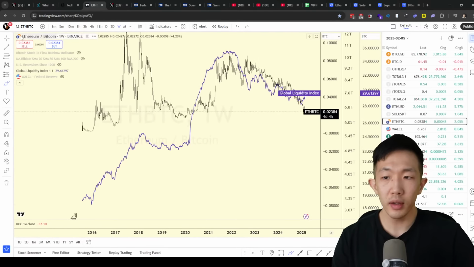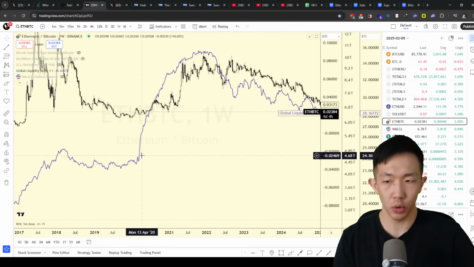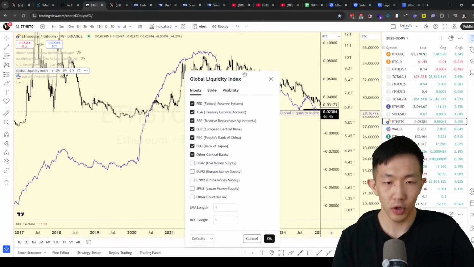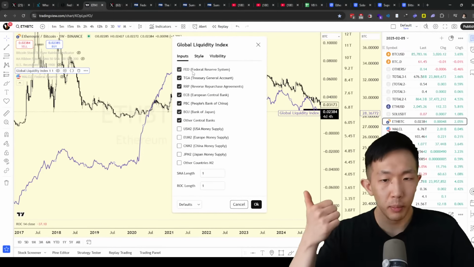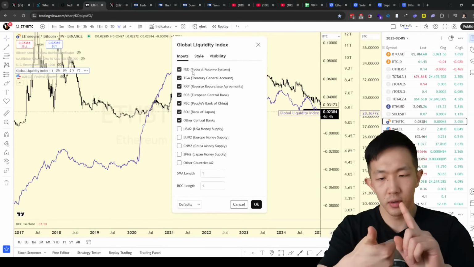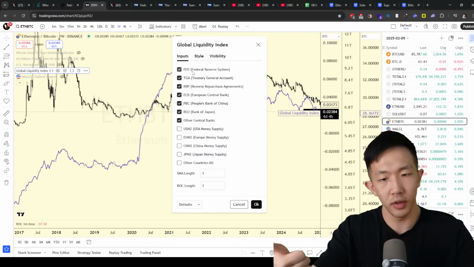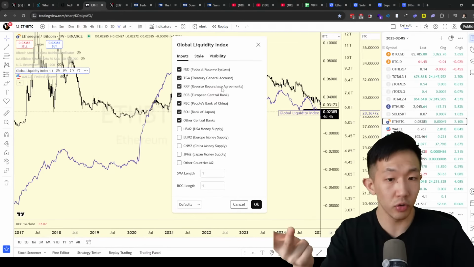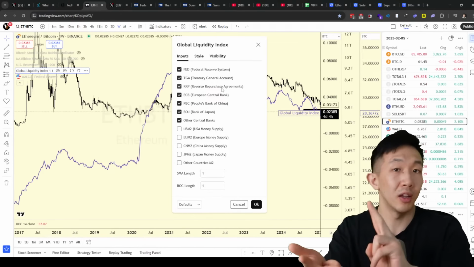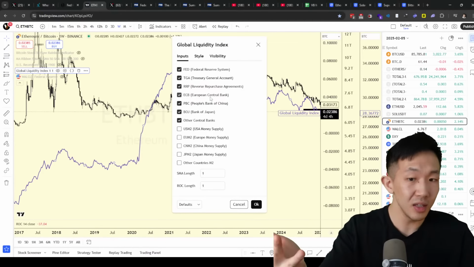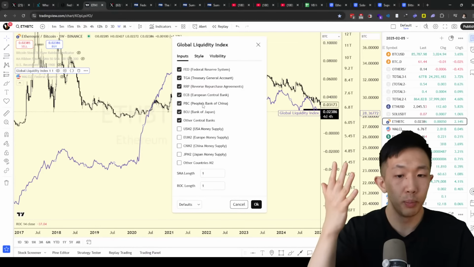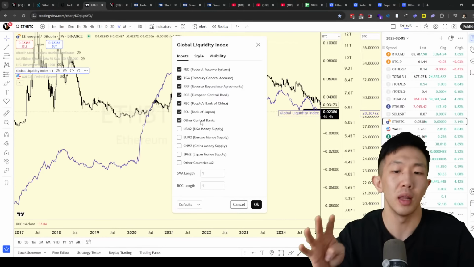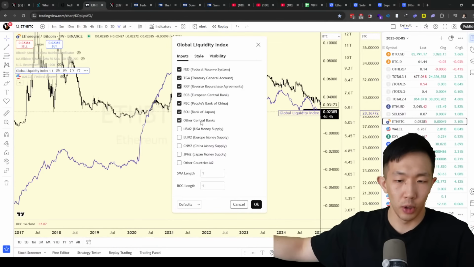Now, what is contributing to this global liquidity index? Well, you can go into the settings and you see very clearly here. It comes from the Federal Reserve System, which is the Fed balance sheet, among other things: the Treasury General Account, the TGA we have mentioned, the reverse repo account, which we have also mentioned that has been draining, and the ECB central bank balance sheet, the PBOC's central bank balance sheet, and BOJ, Bank of Japan central bank balance sheet, and other central banks, albeit a lot smaller.